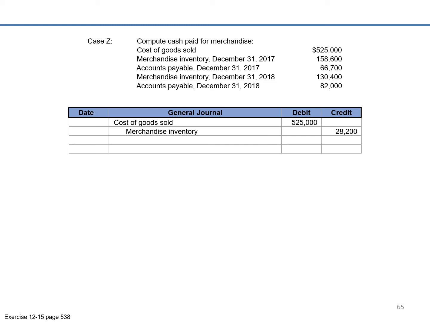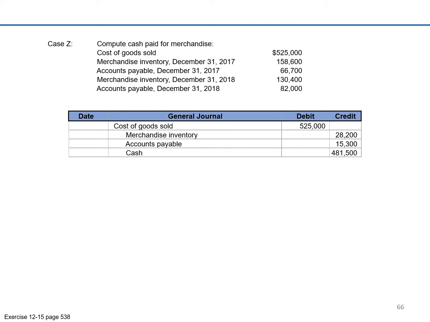So we have merchandise inventory decreased by $28,200. So that's a credit. Accounts payable increased by 15,300. So that must mean that the cash paid for merchandise is $481,500. We just plug our credit to make our debits equal our credits.